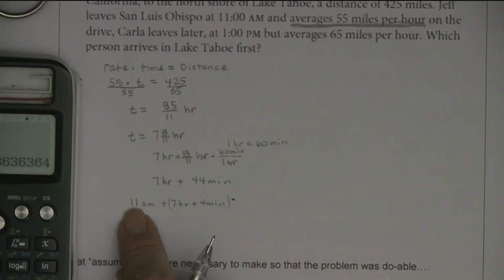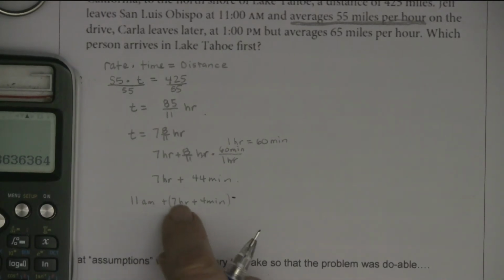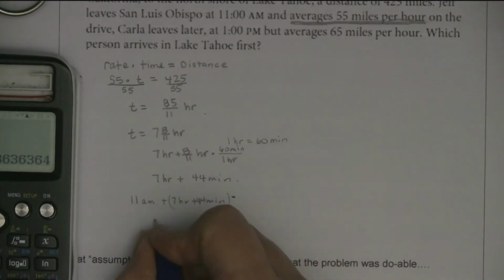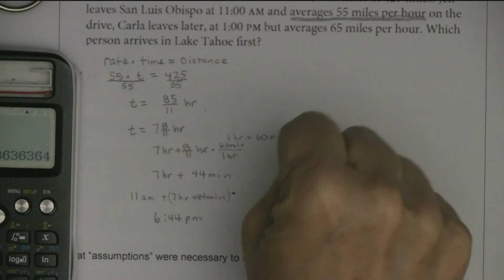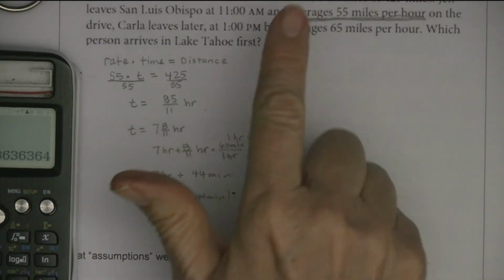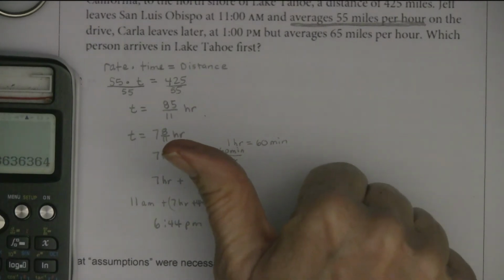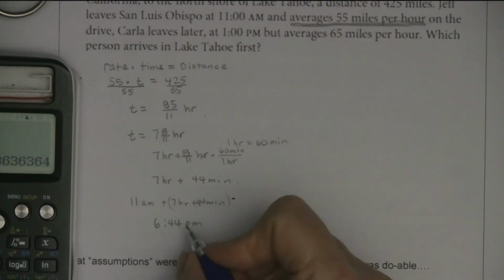11 a.m. I have to count it like this. I have to go 12 a.m. That's 1 hour off, and then that gives me 6, right? So 6 p.m. and 44 minutes. I lost one of my 4s. So 6:44 p.m. Do I have it right? 11 a.m. So here we go. 12, 1, 2, 3, 4, 5, 6, 44. Okay, so that's what time Jeff gets there.